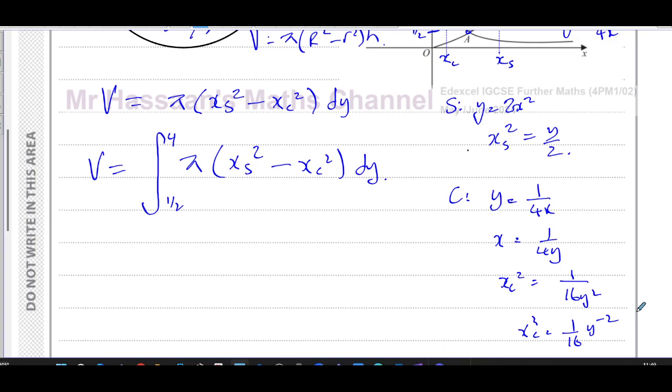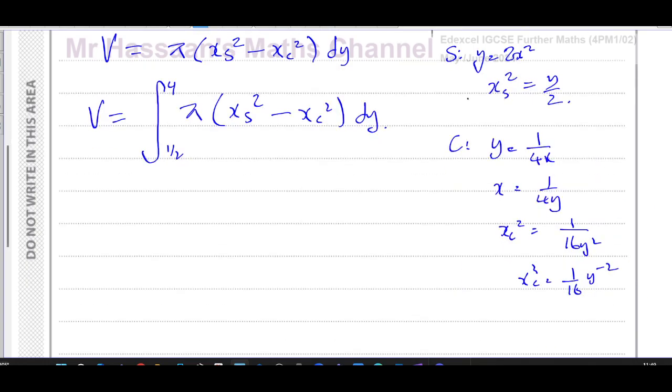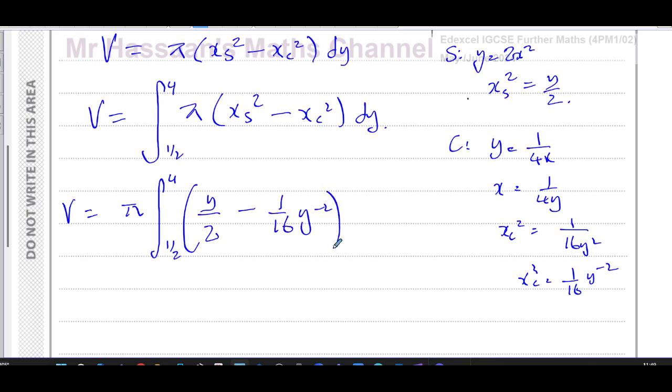Okay, so now we have what we need here. We have V, the volume, is equal to, I'm going to write the pi on the outside, but please don't forget that there's a pi there. Pi between the values of half and 4 of x_s squared, which we know is y over 2. It's already squared, it's x squared, minus x_c squared, which is 1 over 16 y to the power of minus 2 dy. That will give us our required volume of revolution.